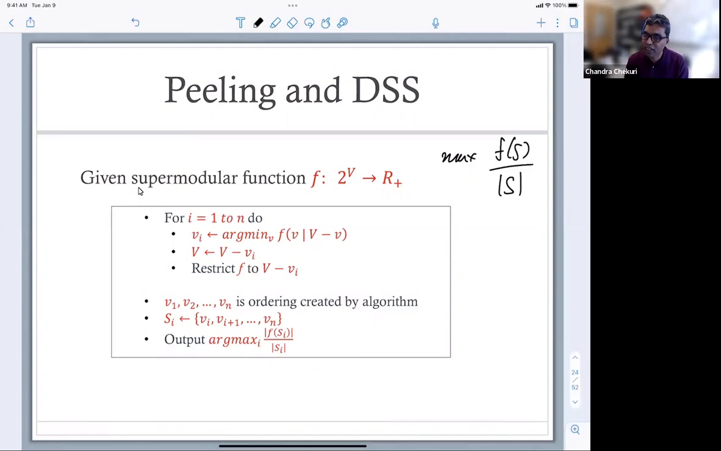We no longer have a graph. You remove the element which has the smallest marginal value with respect to the remaining set. So the first element you'll take away is the vertex v which minimizes the marginal value of v with respect to V minus v. That is the right generalization of picking the smallest degree vertex. And then you keep doing it recursively. You again compute an ordering v1, v2, ..., vn, and again take the best suffix.